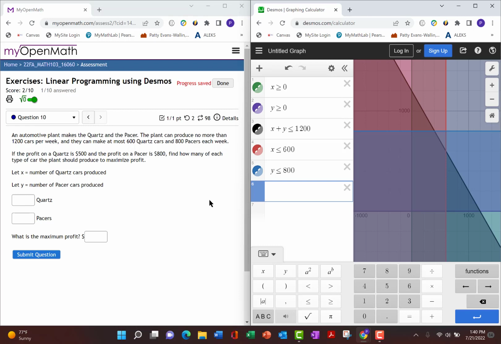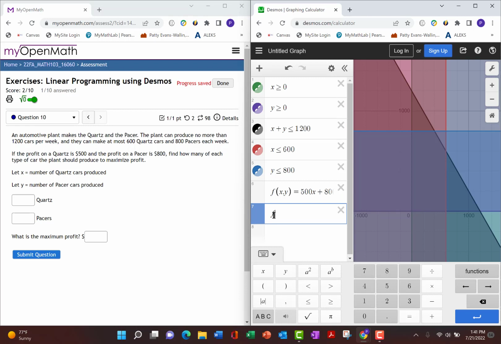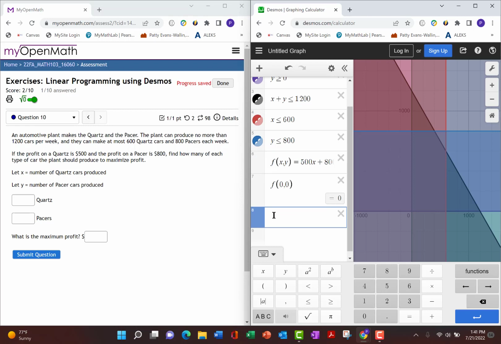So in Desmos, you'll want to make it the profit function called f of x comma y, so you can plug in ordered pairs later. And what do we know it equals? $500 for every quartz, which is x, so 500x, plus $800 for every pacer, which is y, so 800y. Now we just simply find the corner points, plug them into the function, and see which one has the biggest answer. So let's first do this point, which is 0, 0. So we do f of 0, comma 0, enter, and it tells us we make 0 profit, which makes sense. If you make no cars, you make no profit.